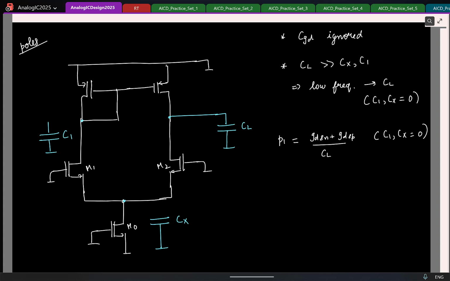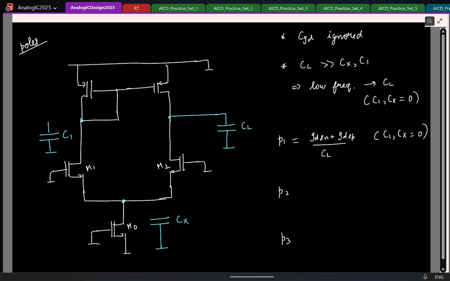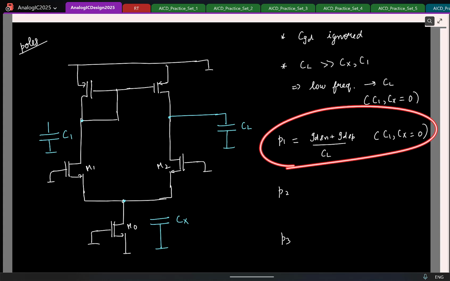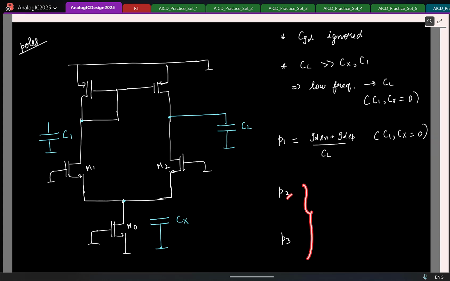Now we have two more poles. I'll call them P2, P3. If you are looking at these high frequency poles, by high frequency I mean frequencies beyond the low frequency pole, what can I assume CL to be for these pole locations? I can assume it to be a short circuit, because we are looking at frequencies much greater than the first pole. So CL will most likely behave like a short circuit. For both of these poles, I'll assume that CL is short.